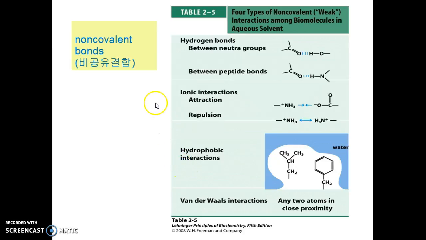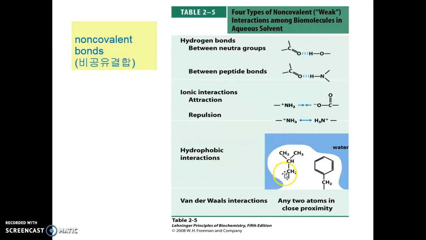Of course, there are four non-covalent bonds contributing to making three-dimensional structures. Hydrogen bond, where oxygen or nitrogen interacts with the hydrogen that makes a covalent bond with oxygen or nitrogen. Electronic interactions: positively charged or negatively charged groups pull each other or push each other, depending on the charges.